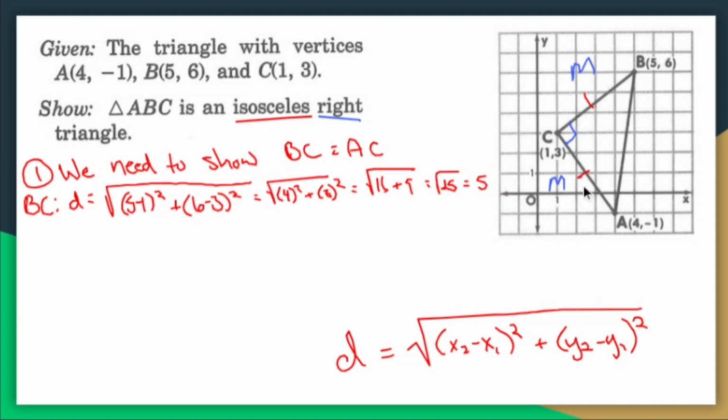Now I'm going to show that AC is 5. Or what did I call it? Yep, I called it AC. So AC, the distance, is going to use the distance formula again. So let's call you my 2's and you my 1's. So let's do 4 minus 1 squared, plus -1 minus 3 squared.